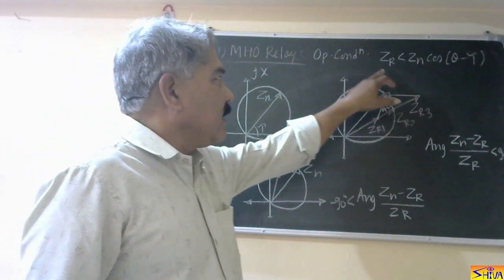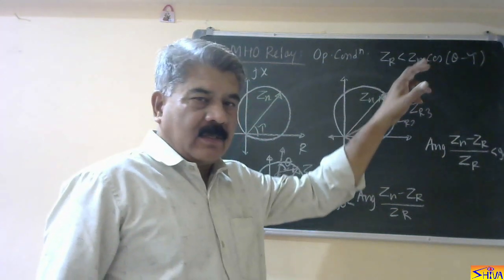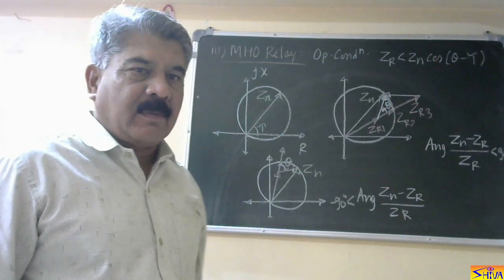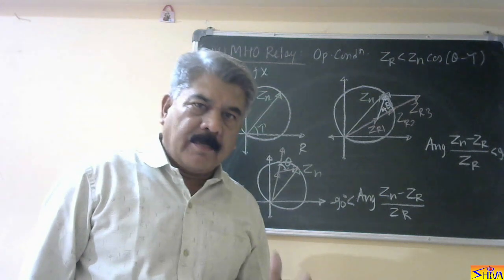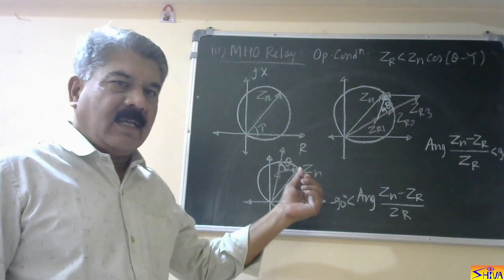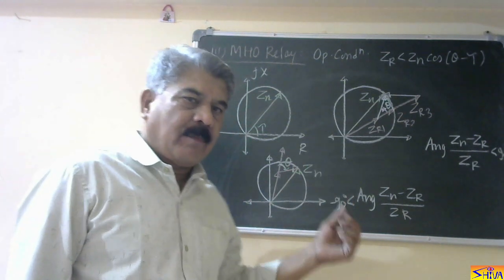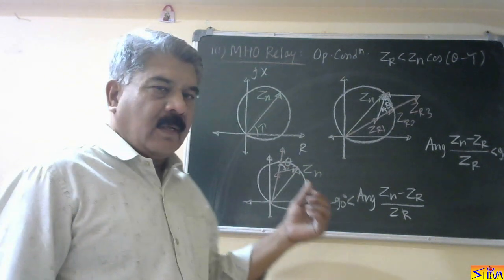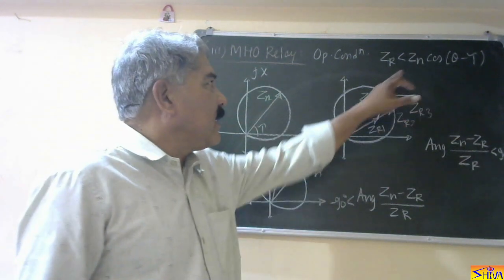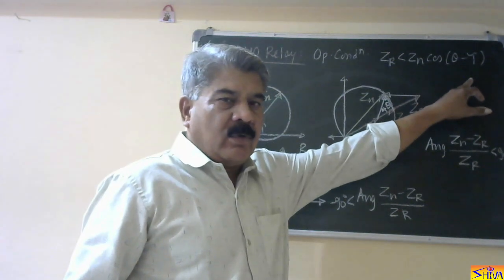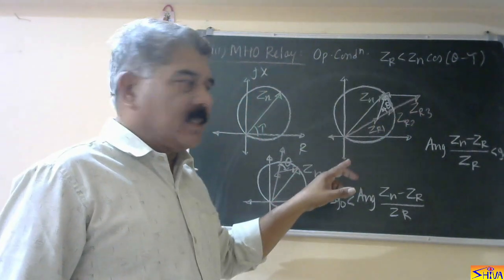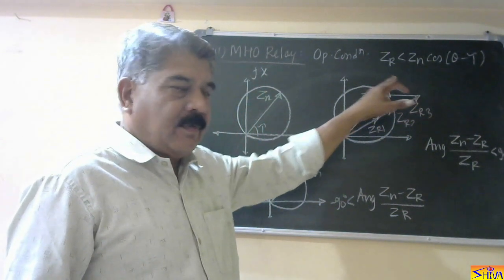Operating condition is ZR should be less than Zn cos(theta minus tau), where tau is the maximum torque angle. The operating characteristic of this relay in the RX diagram is a circle passing through the origin, having diameter equal to the impedance setting of the relay at angle tau degrees with respect to the resistance axis. Theta is the angle between VR and IR.